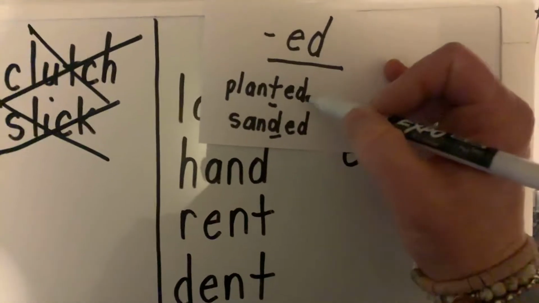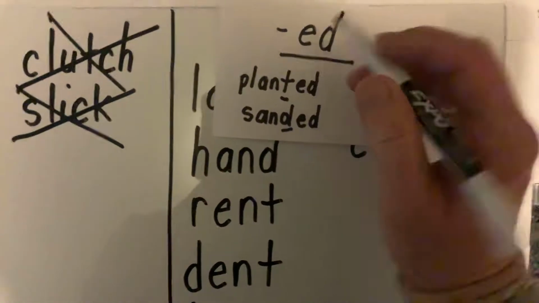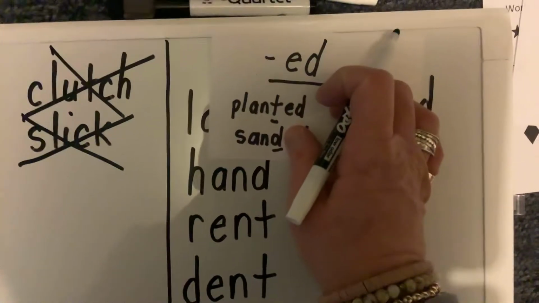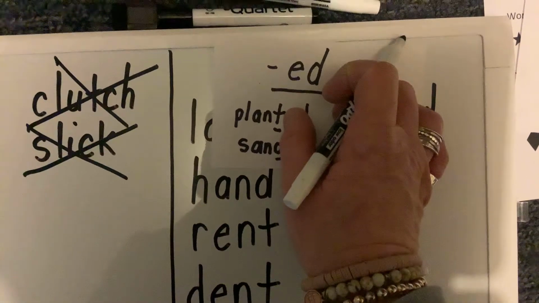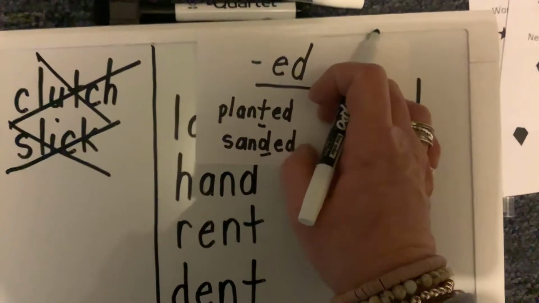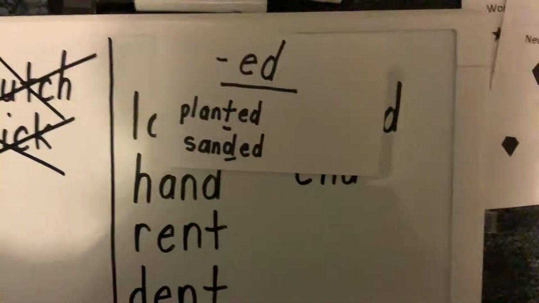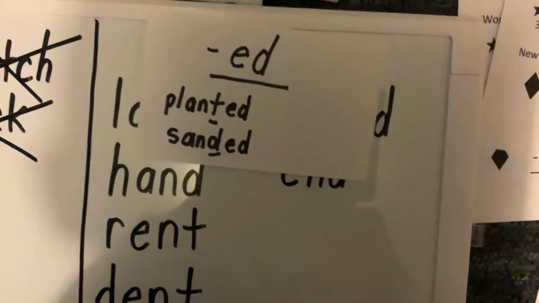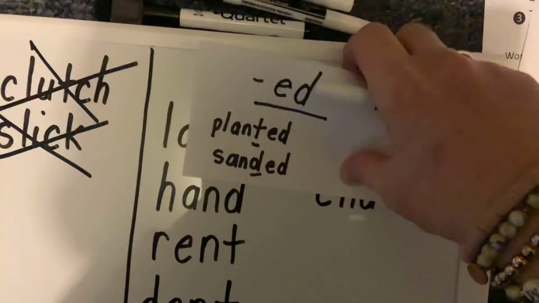We're going to practice it saying ed. And here's how we know it says ed. Our base word has to end in a t or a d. Whenever the base word ends in a t or d, that ed is going to say ed. Such as planted, sanded. Let's practice some more.